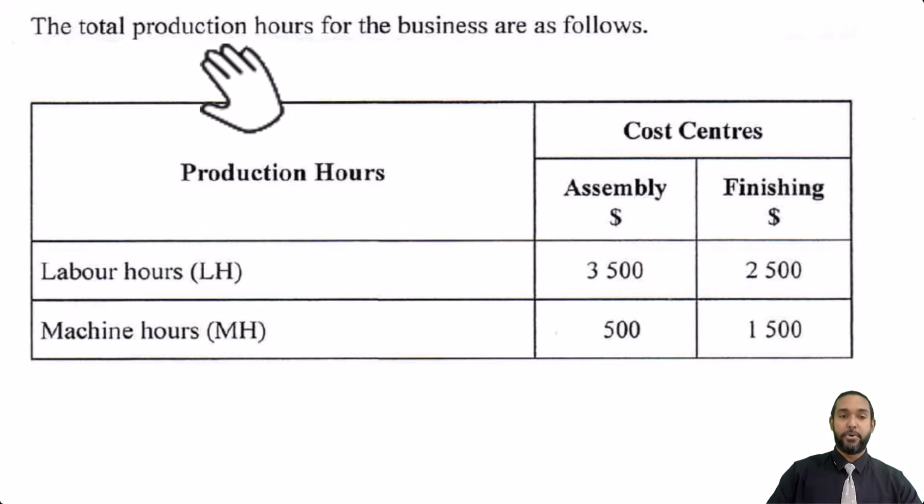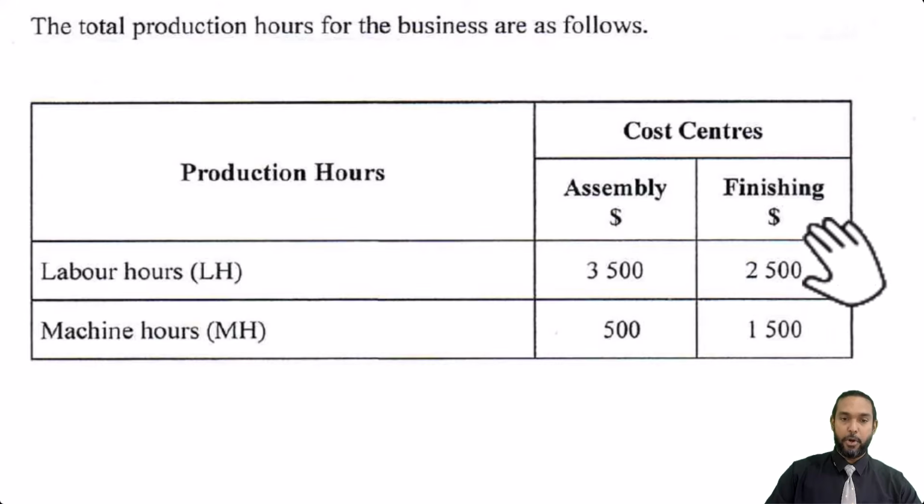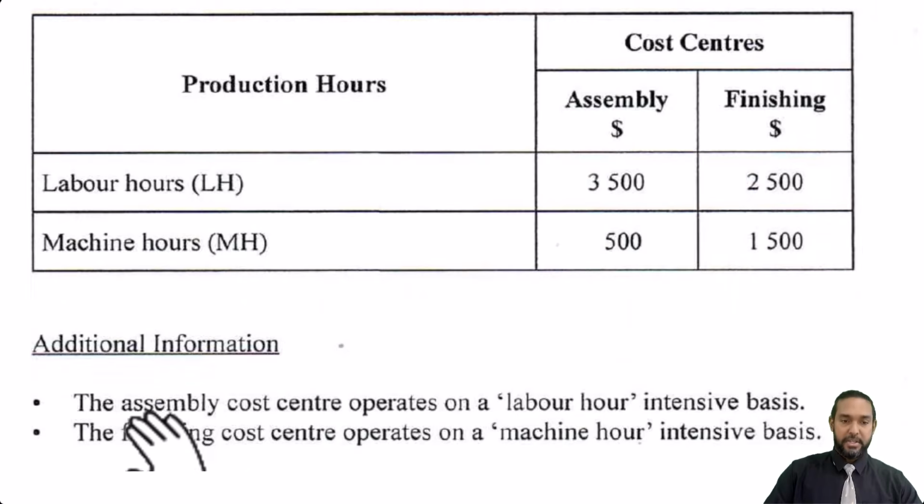So it says the total production hours for the business are as follows. Production hours. Labor hours, LH. So you have 3,500 labor hours in the assembly department and 2,500 labor hours in the finishing department. Machine hours. You have 500 machine hours in assembly, 1,500 in finishing. Additional information. The assembly cost center operates on a labor hour intensive basis.